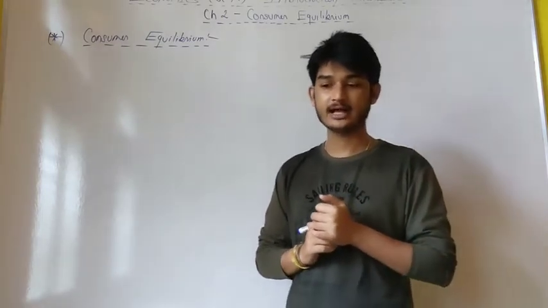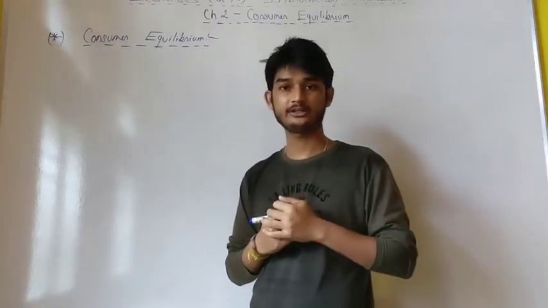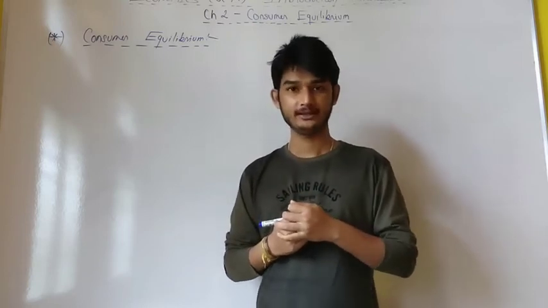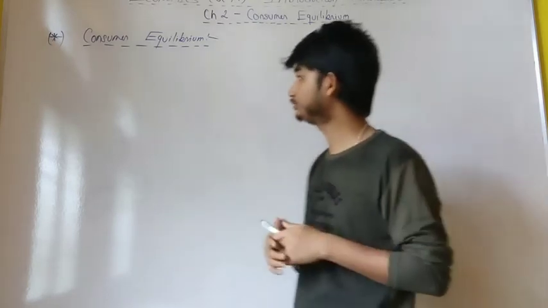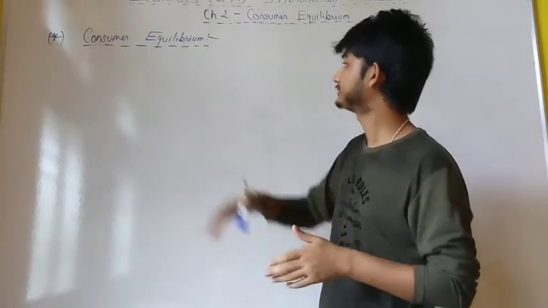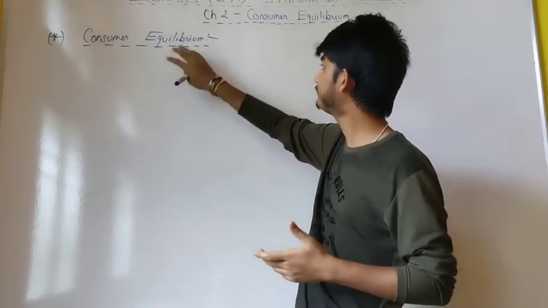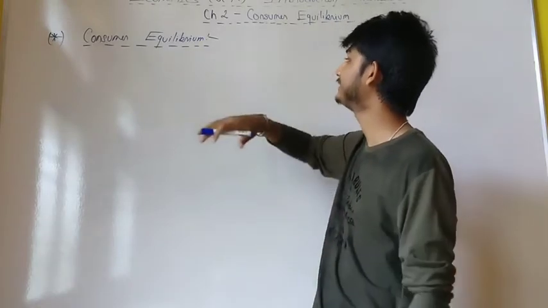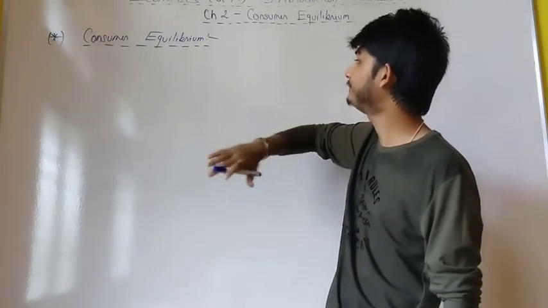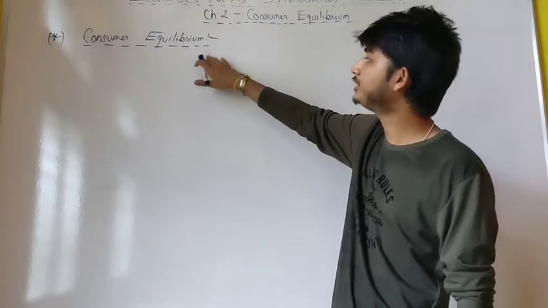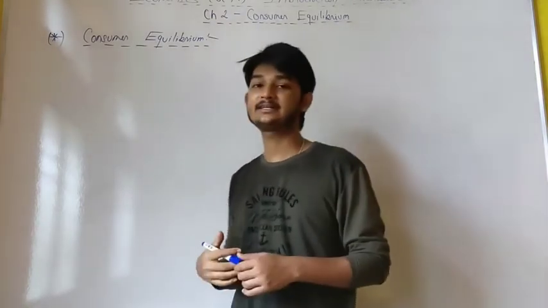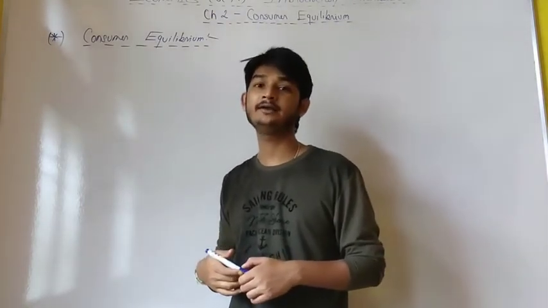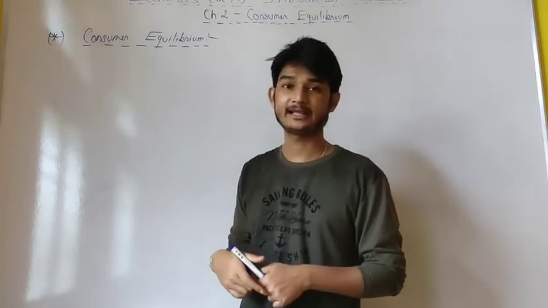In our last class, we talked about diminishing marginal utility, and today we will talk about something very interesting from this chapter, the consumer equilibrium. This consumer equilibrium we will be discussing in the context of cardinal utility analysis.